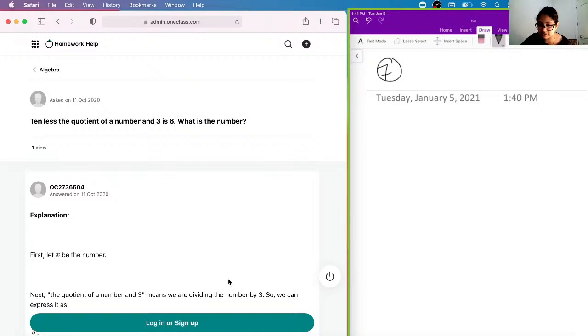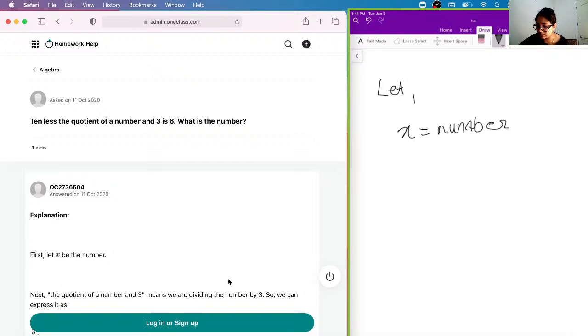First, the number that we're trying to find: let x equal the number. We always have to set a variable for the unknown. Next, since we're talking about the quotient of a number and 3, this means we're dividing the number by 3. Whenever you see quotient, it means you're dividing. So we can express this as x over 3, the number divided by 3.